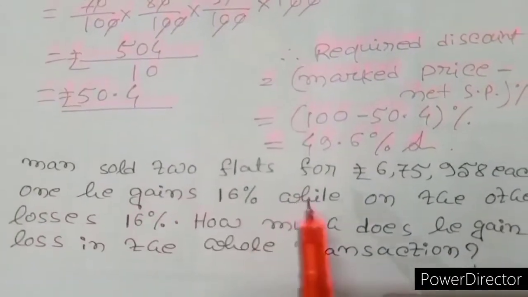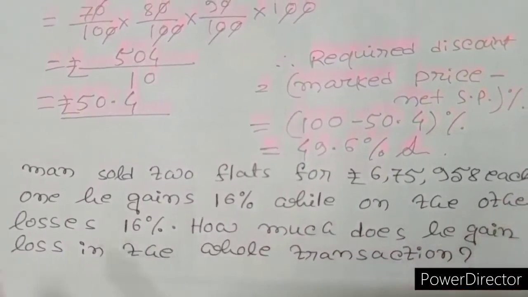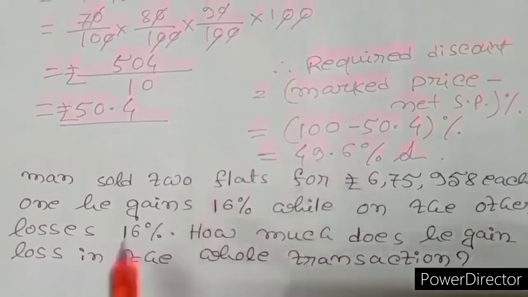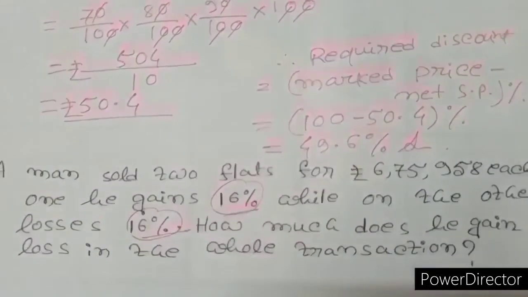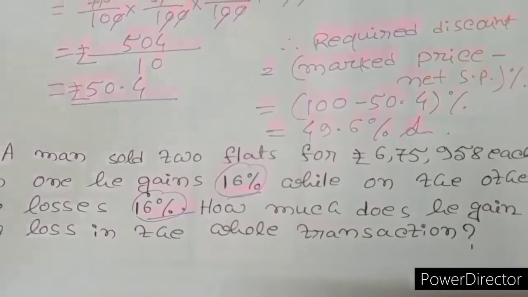Next question. A man sold 2 flats for 6,75,958 each. On one he gains 16% and on the other he loses 16%. How much does he gain or lose in the whole transaction?